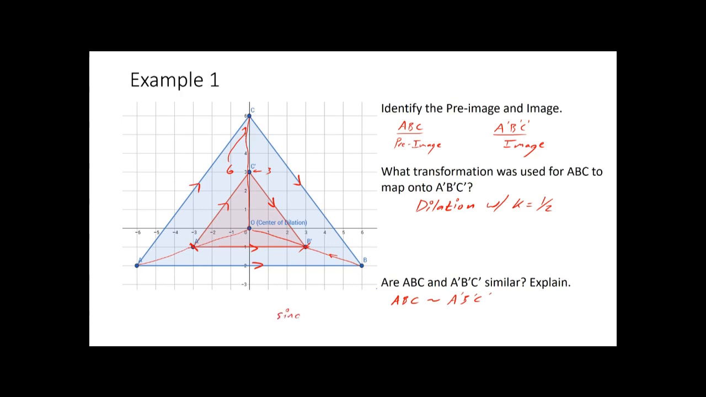Since the dilation was with the same or constant scale factor, and that was of 1/2. There we go. Okay, and they look identical. If you look at them, those two triangles look very closely identical to each other. Just one's a little bit smaller.